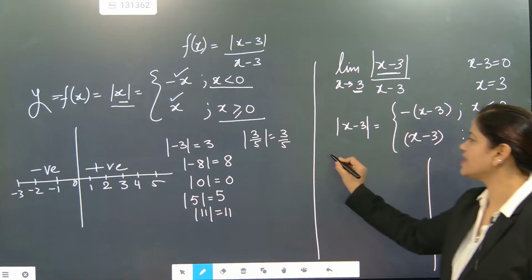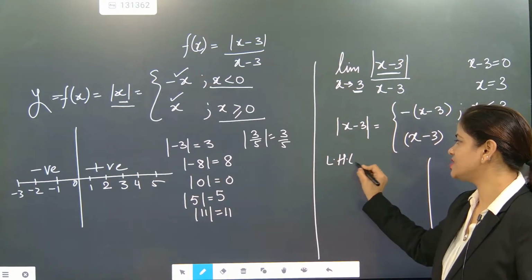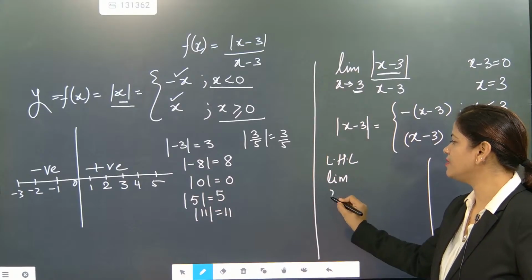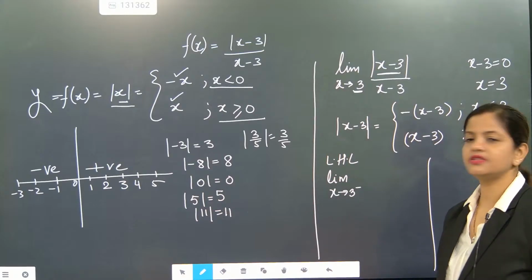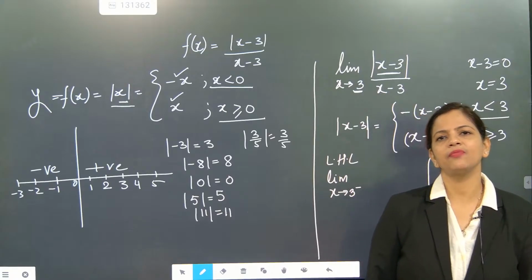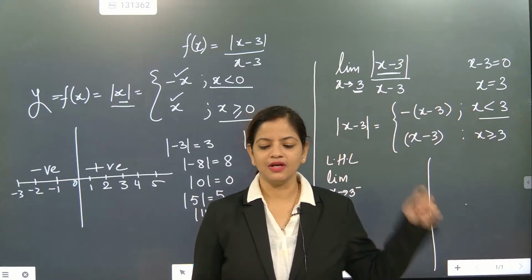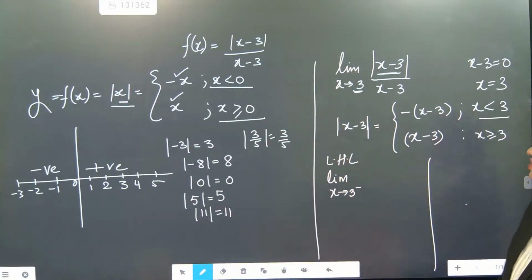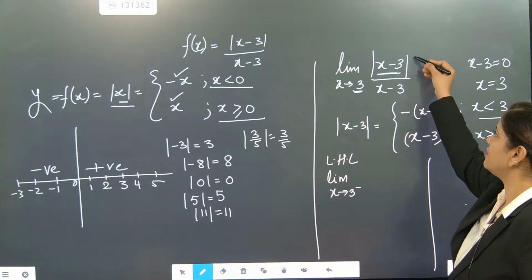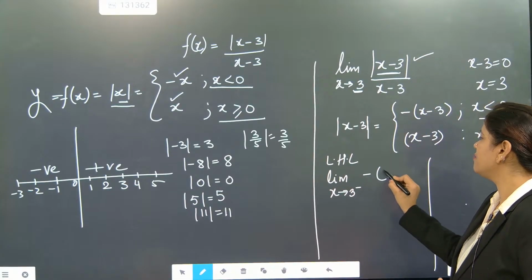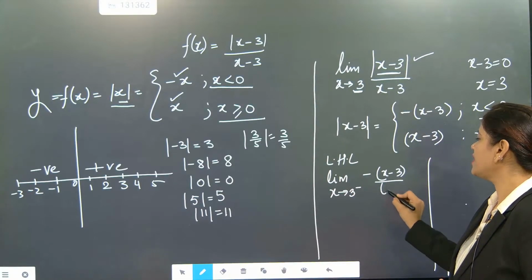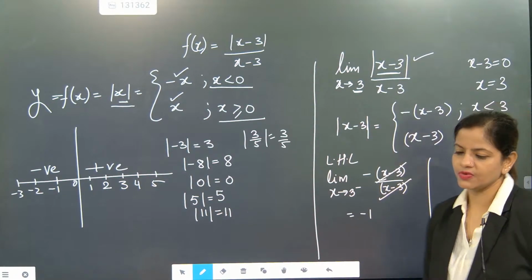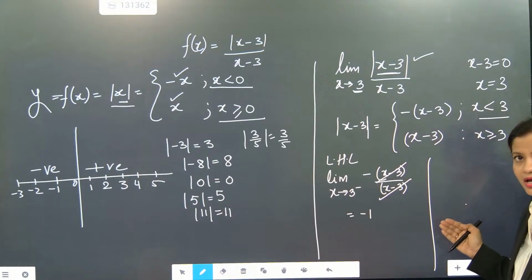So now we will check LHL. LHL means left side. For the left side, it will become limit x tends to 3 minus. 3 minus means if this is the center, I am moving to the left side. But how much left? Slightly. Slightly I am going. Understood? So this is called LHL. Now this will be applicable. We are not going to write this one. This one we will write as minus x minus 3 by x minus 3. Cancel this. The answer is coming as minus 1. Understood? Now we can go for the right side.